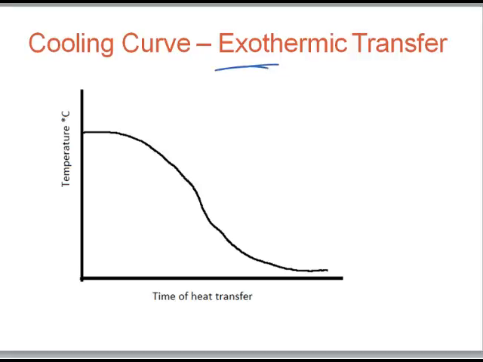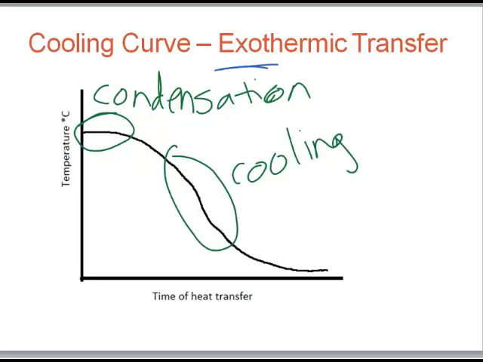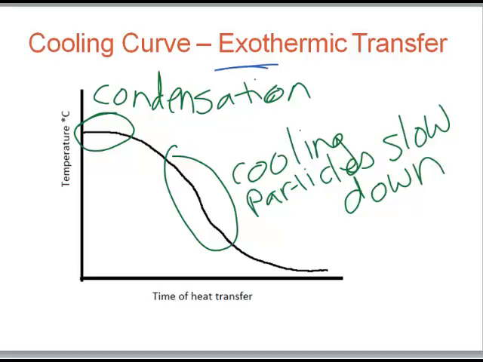In our cooling curve, it's going to have a flat part at the top, and this is where we will have condensation. So during condensation is when it goes from a gas to a liquid. And then we'll have this part right here where it's cooling. And when it's cooling, the particles will be slowing down. And then we have this very last part of the graph, another little flat part. And this is where freezing would occur. So particles are making those connections and forming into a solid. So freezing.